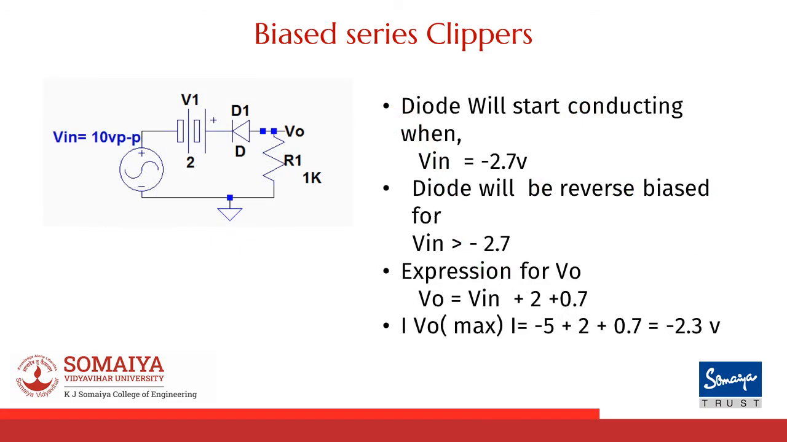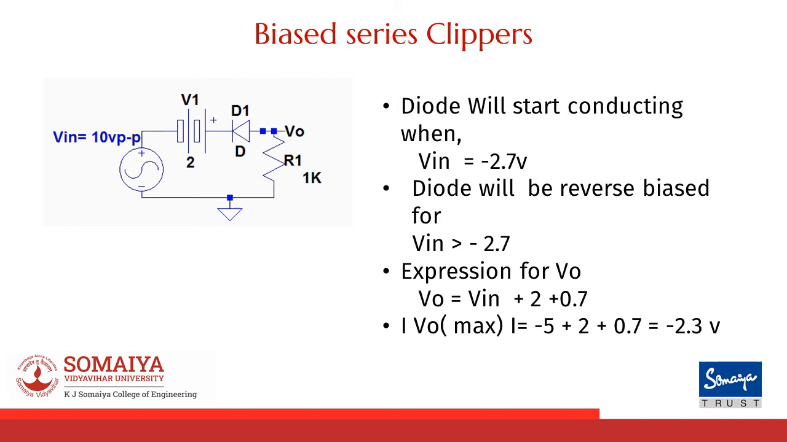Let's look into one more example of bias series clipper. Here there is a minus 2 volts battery connected between the diode and the input source. Again, let's find out the input voltage after which the diode will start conducting. As you can see, the input voltage required for the diode to conduct would be equal to minus 2 volts of the battery plus minus 0.7 volts. So the diode will only be forward biased for all values of Vin less than minus 2.7 volts. Diode will be reverse biased for all values of Vin greater than minus 2.7 volts.